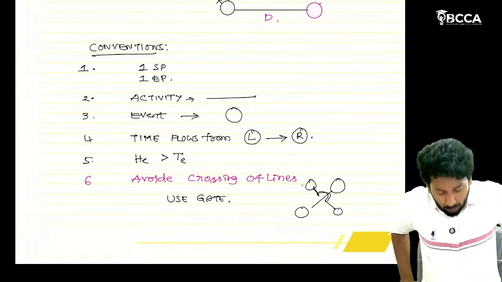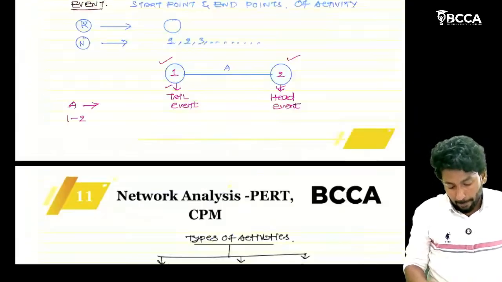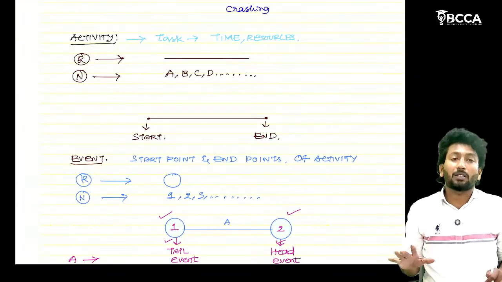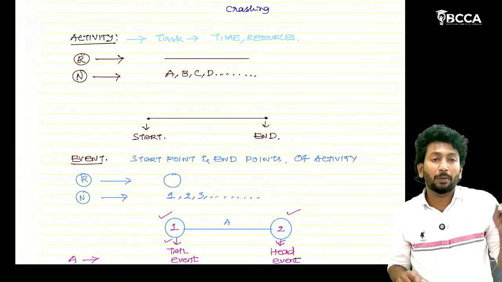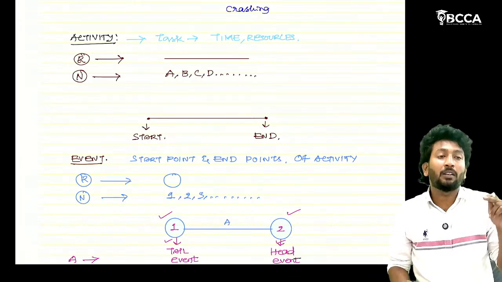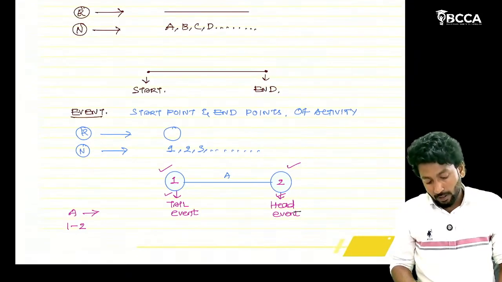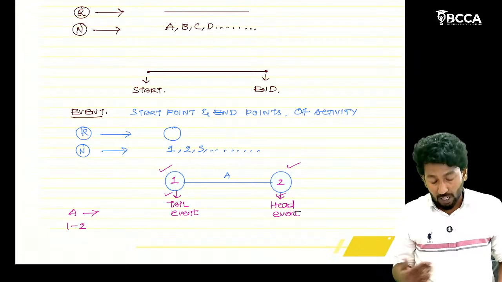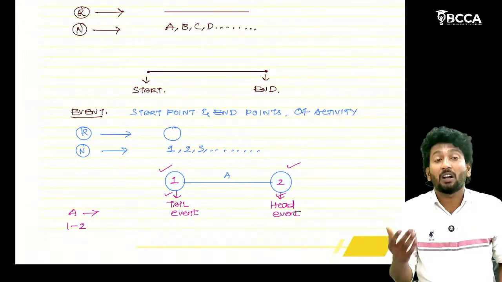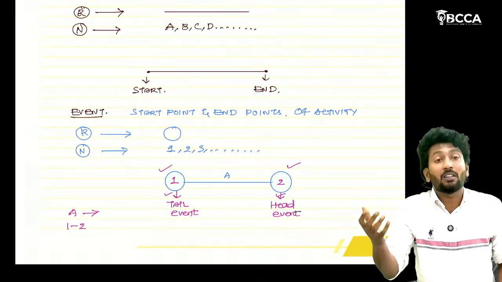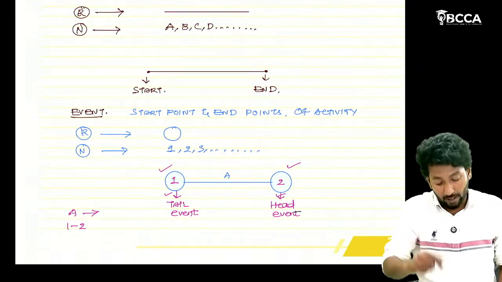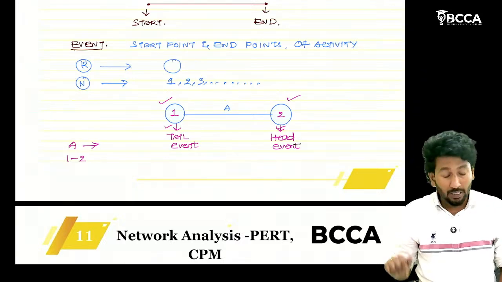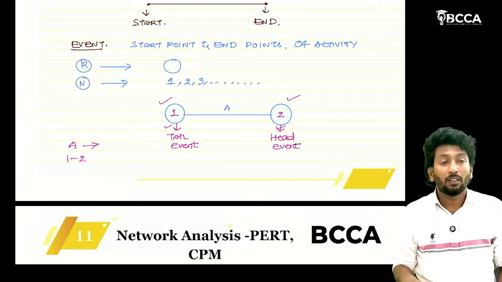Okay, so with this, we have completed some basics, sir. Once again, an activity is a task that consumes time and resources, represented with a straight line, and named with capital A, B, C, D, E. Each activity has one start point and one end point. The start point and end point are called events. The start point is the tail event and the end point is the head event. Events are represented with circles. They are named with numerical numbers.